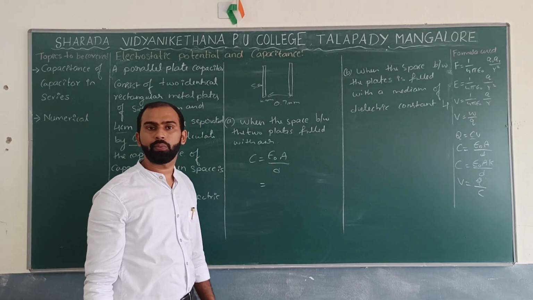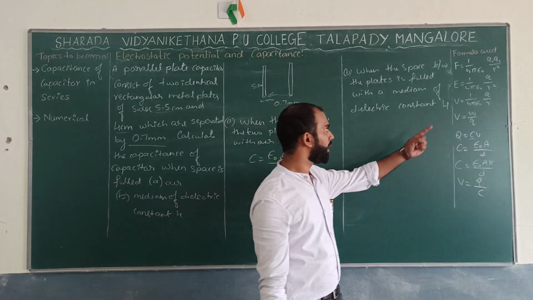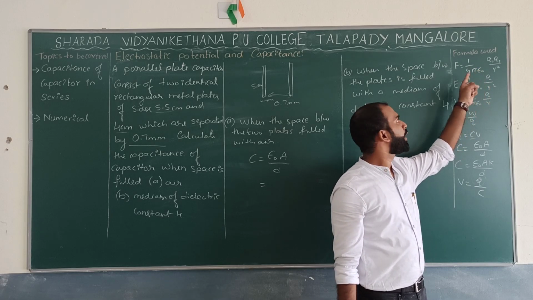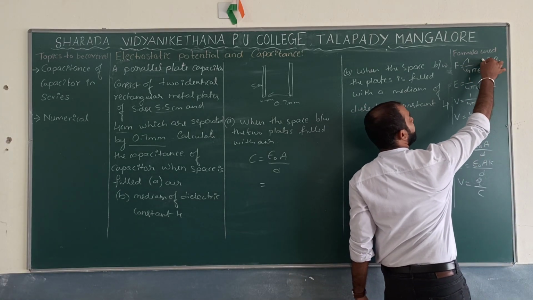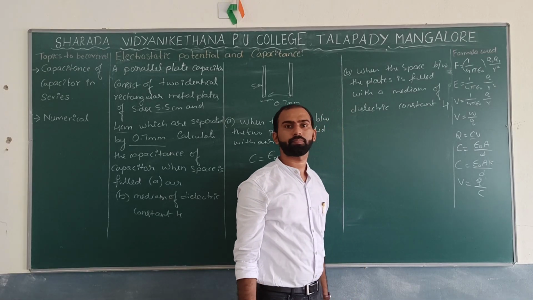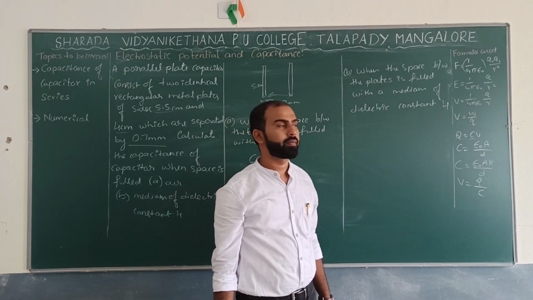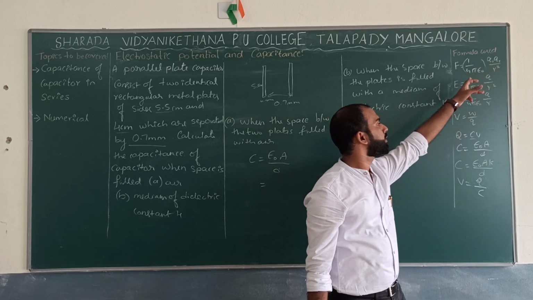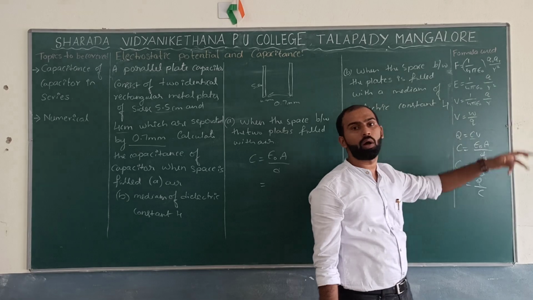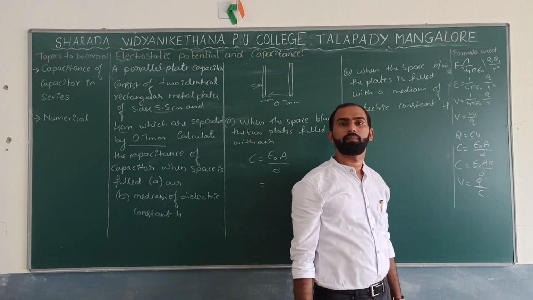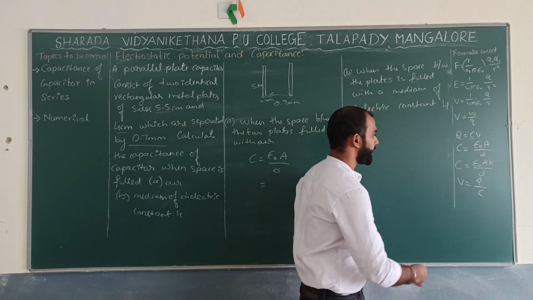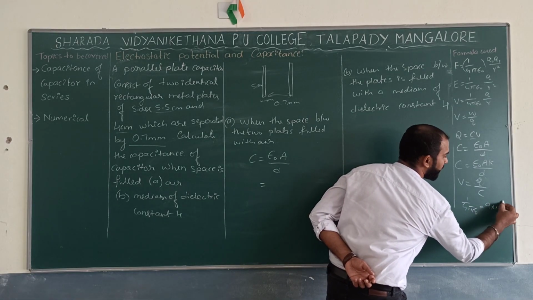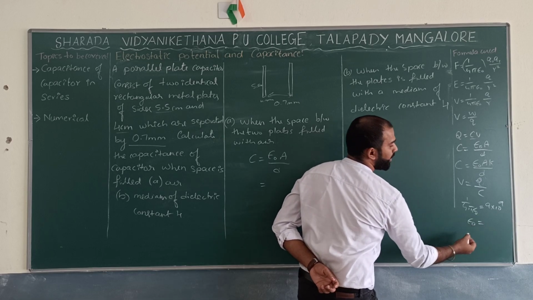What value of epsilon naught can we expect? We have one formula, F is equal to 1 by 4 pi epsilon naught q1 q2 by r square. We used to replace this 1 by 4 pi epsilon naught. We can write 1 by 4 pi epsilon naught as 9 into 10 to the power 9. Can't we get the epsilon naught value over here?